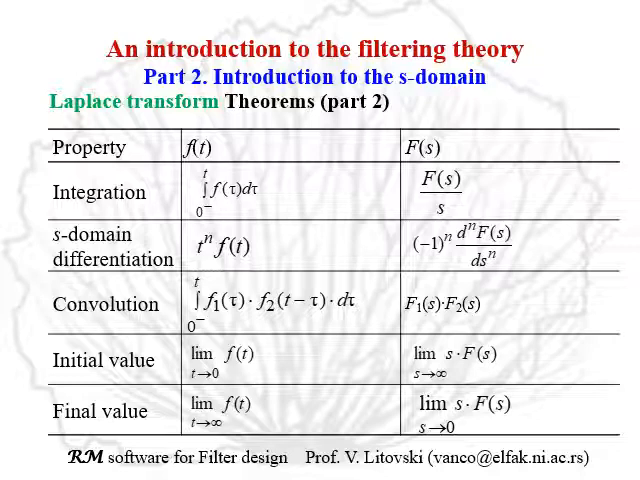Then we have the initial value theorem, which means that the value of the time domain function at time 0 equals the value of the S-domain function multiplied by s at infinity, and the opposite, the value of the time domain function at infinity equals the S-domain function multiplied by s at the origin.